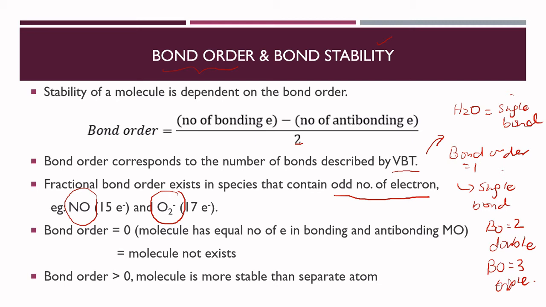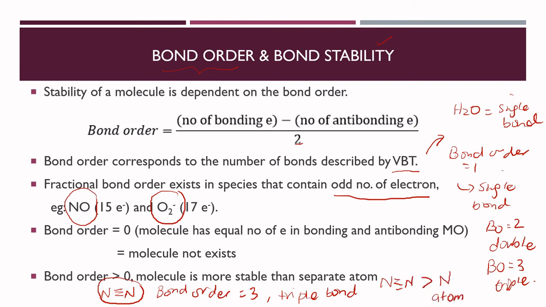For example, let's say we have this N2 gas. The bond order here is 3, which is a triple bond, meaning that this molecule of nitrogen gas is more stable compared to the nitrogen atom.